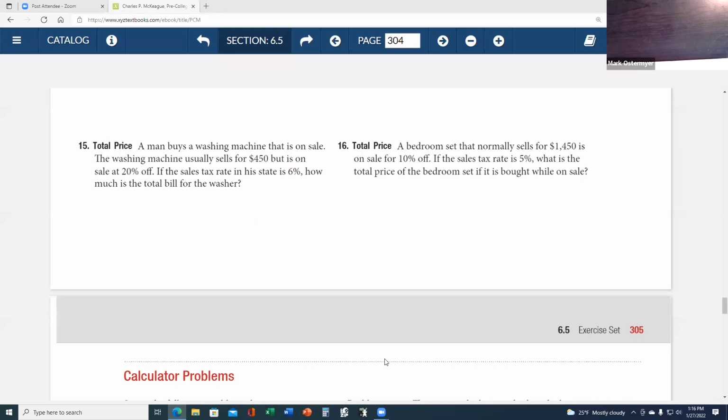Anybody need more time on this problem? Anybody feel confident? How much are we going to pay at the cash register? $381.60. Anybody else get that? Yes. There it is, ladies and gentlemen.